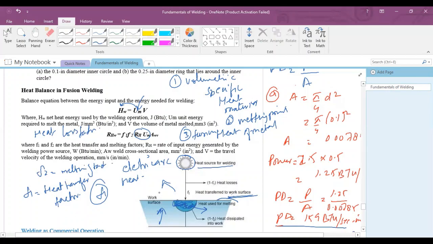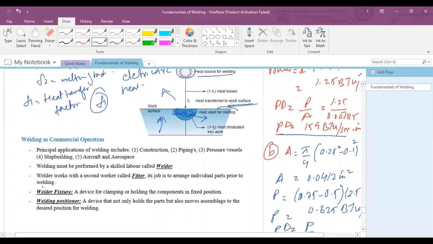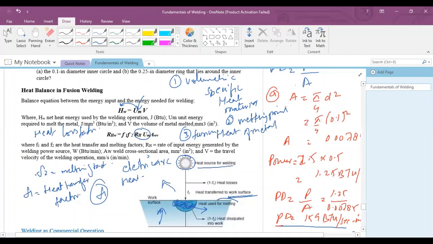That is the melting factor, F2. As you know, not all the transferred heat will be used to melt this material. Some of the heat will be lost inside the material, and this lost heat will go into the heat affected zone, the HAZ. This is the heat balance topic in fusion welding.